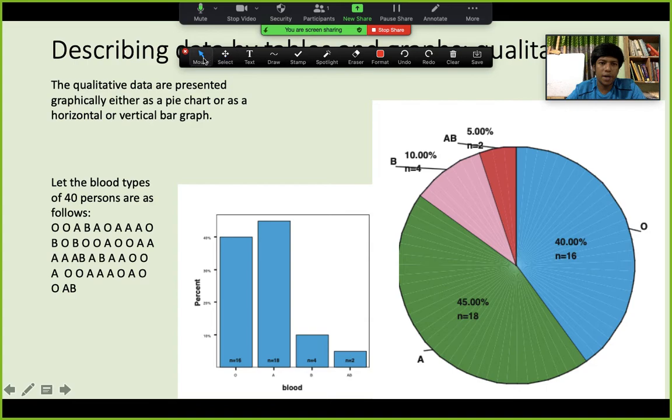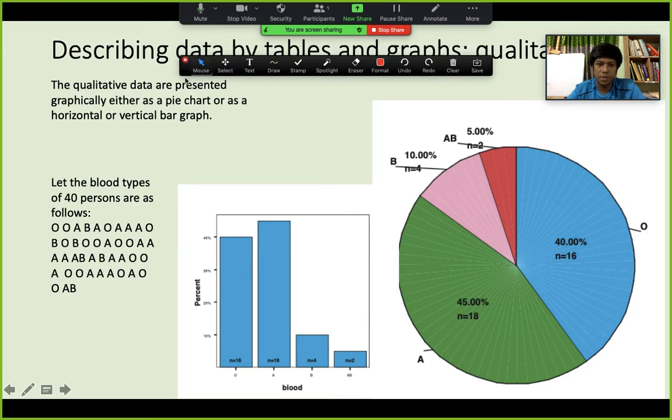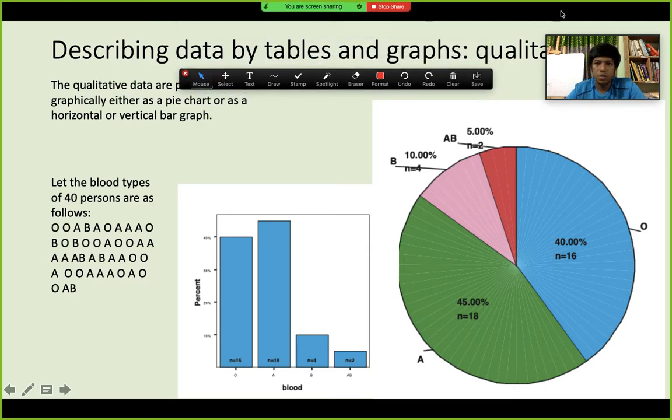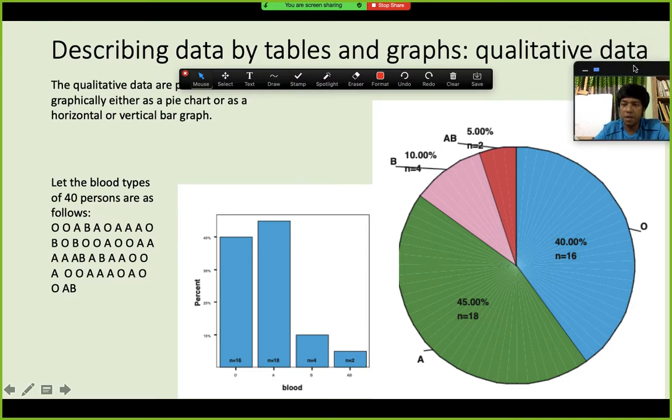Now how to describe this? This is a qualitative variable. How do we describe qualitative data? We can describe it in two ways. One is the bar diagram, another one is the pie diagram. So for 40 people, these are their blood groups. How many people have O? How many people have A? Like this. So we can represent it by some bar or some pie chart.